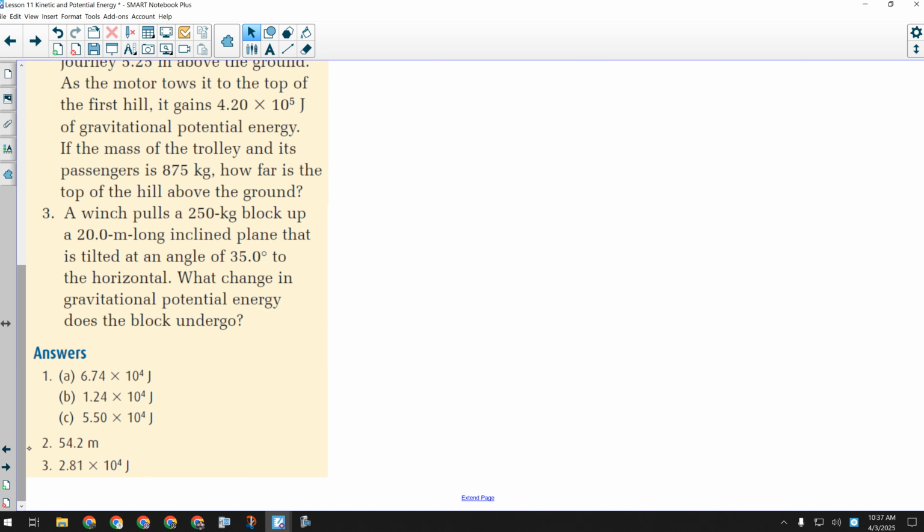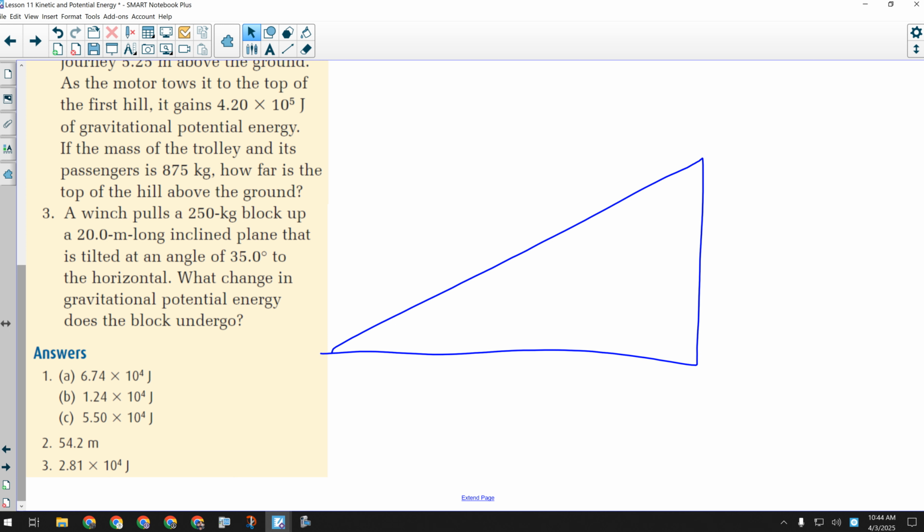I'd like you to try number 3. We did something like this a little bit yesterday. You've got a winch pulling a 250 kilogram block up a 20 meter long inclined plane that is tilted 35 degrees to the horizontal. We only want the change in gravitational potential energy for this one. There are two ways to do this one. One short way, one much longer way.